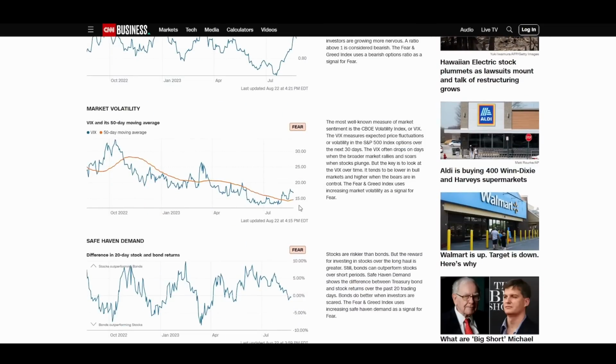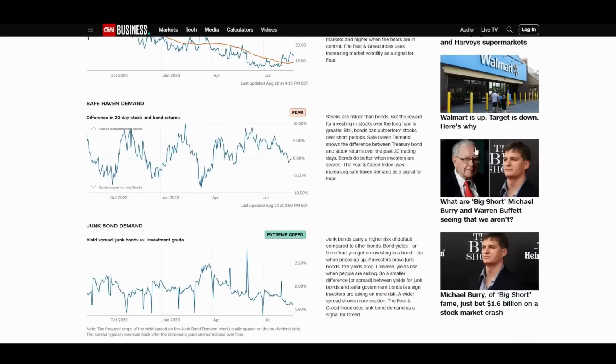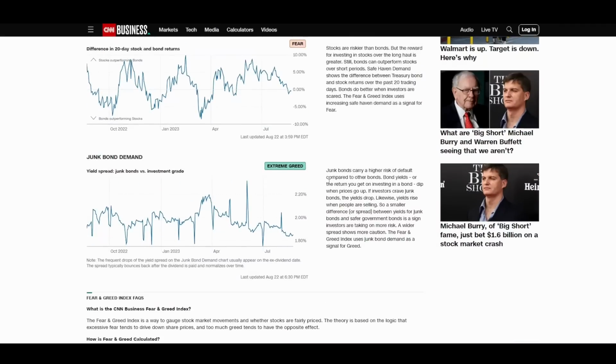Market volatility, VIX still above the 50-day. Nothing good happens when the VIX is above the 50-day, so the VIX needs to break down. It hasn't yet broken down. Safe haven demand still showing fear. Junk bond demand, extreme greed, as big money has continued to buy the high yield bonds throughout this sell-off.